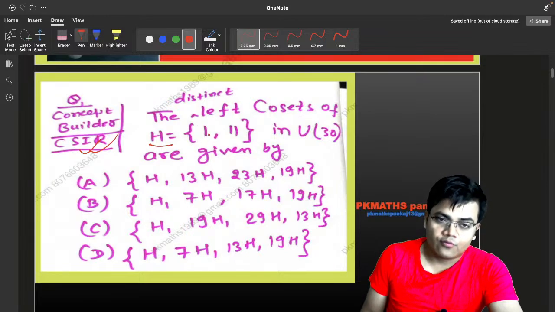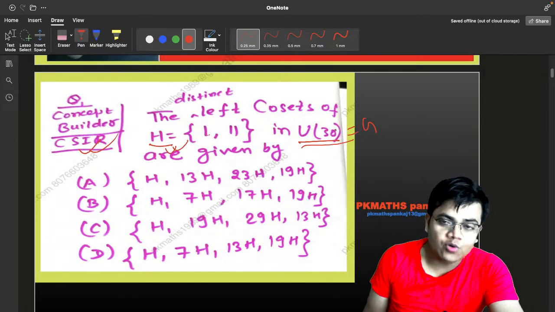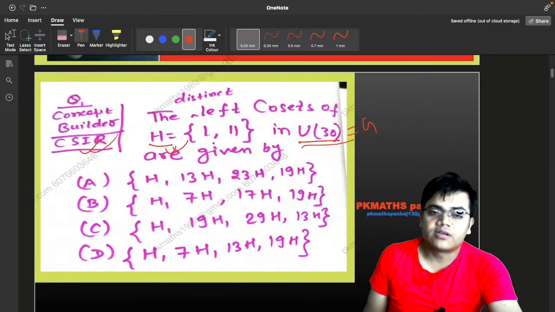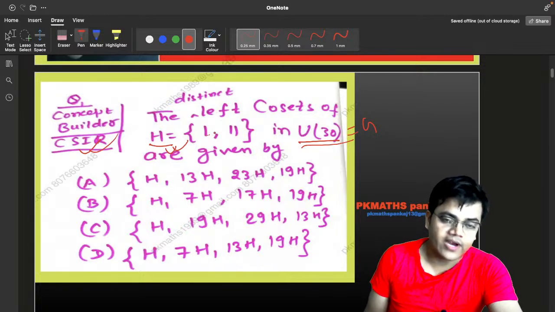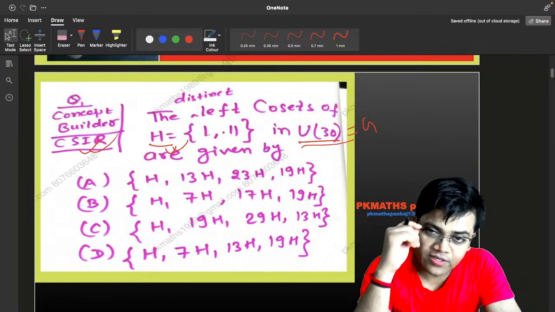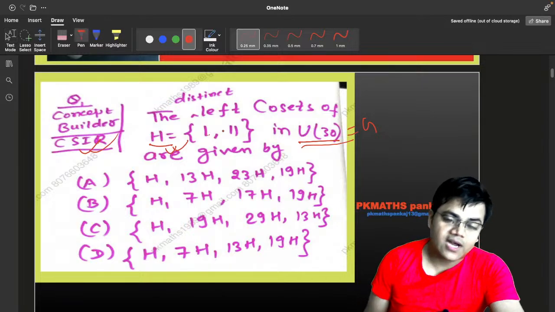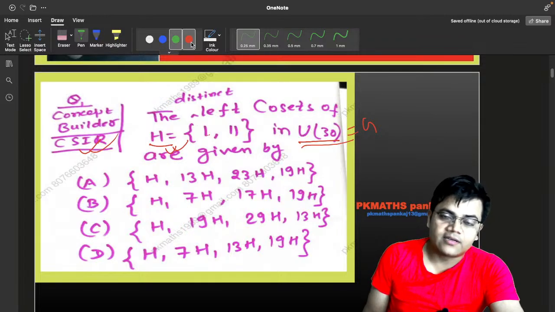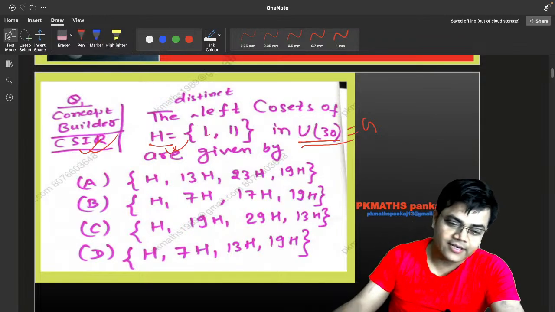H has two elements, 1 and 11, and these have been taken from U30. So this is the group G, this is your H, which is a subgroup of this group G, and then you have to find all the distinct left cosets of H. So how shall you find it? It is really interesting to see. So you must try. No matter you are watching it recorded, you must try, and if you are able to do it, then certainly it means the concept of cosets is clear a bit.